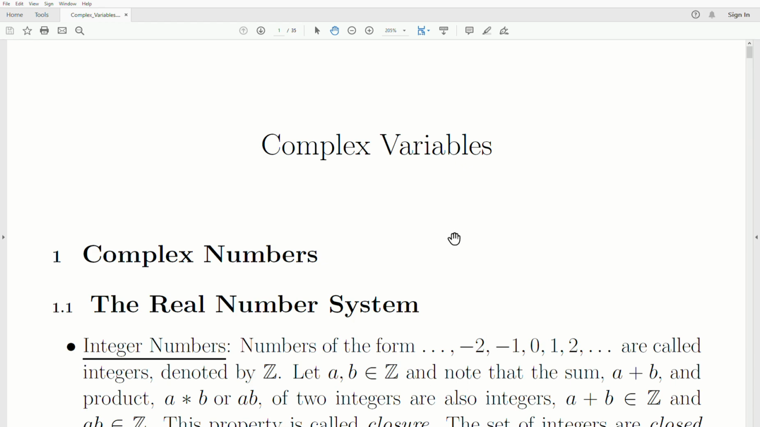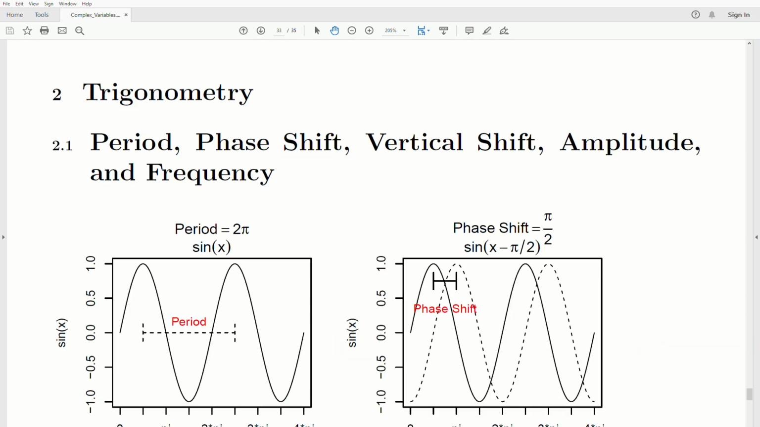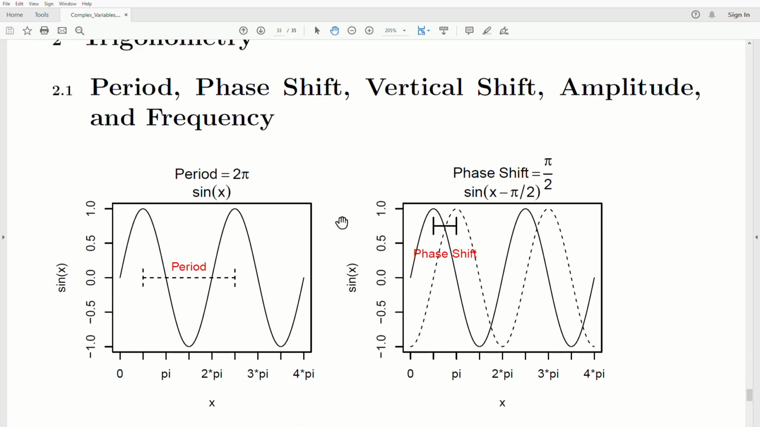Hello, this is the next video in a playlist that I'm calling Complex Variables, where we're going to do a playlist on complex analysis. And we're doing background videos first, and now we're in the trigonometry portion of the background videos. And we're going to look at period, phase shift, vertical shift, amplitude, and frequency. There will probably be 3 or 4 videos in the trigonometry portion of this playlist. But let's look at some pictures first.